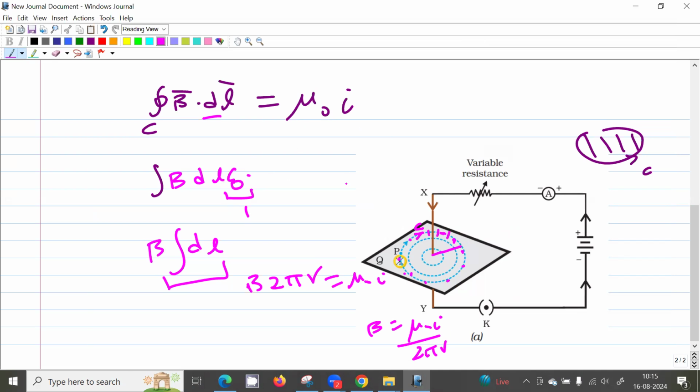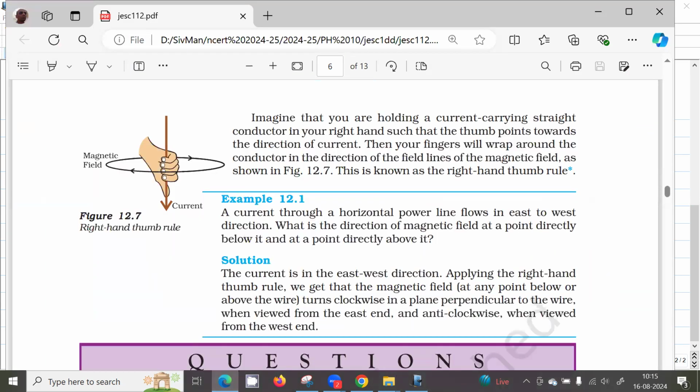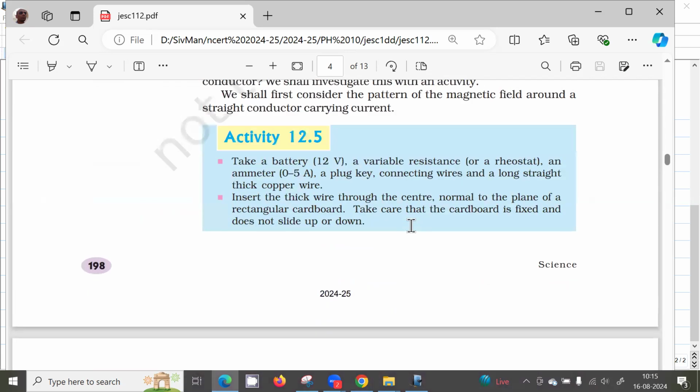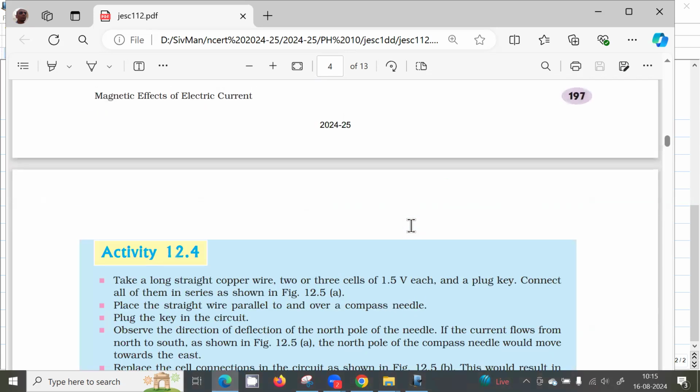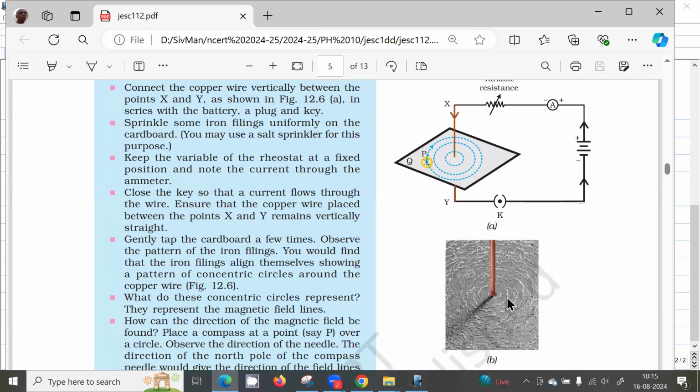One thing is obvious by symmetry: it should look symmetric about this current. And after that, we should use this thumb rule to get the direction of the magnetic field. Here there is no derivation for the 10th standard. They are just given the magnetic field direction like this.